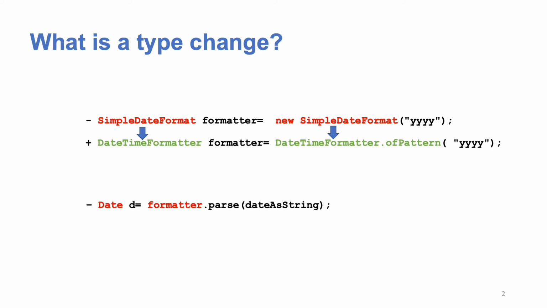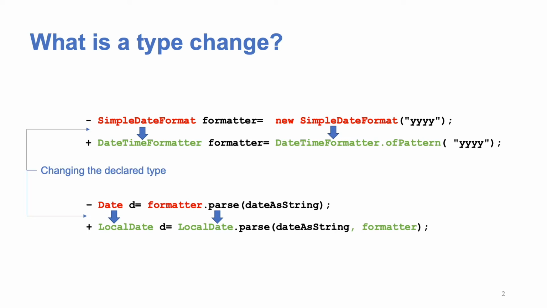I had to further propagate this change to another local variable d by performing another type change from Date to LocalDate. Basically, a type change is a transformation where the type of a local variable, a field, a method parameter, or a method return type is updated, and then the other parts of the source code are adapted to propagate the type constraints of the new type.